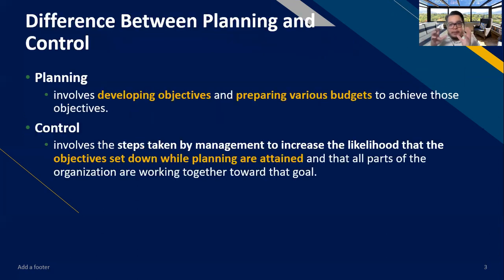So budgeting is very important in terms of planning and control. So in planning, what does it entail? Planning entails the development of objectives and the preparation of the budget to achieve those objectives. So in developing those objectives, you want to go from point A to point B of the organization. Say point A is my current sales of 10,000 units. My point B, which is the desired outcome, is say to increase by 20%. So that's 12,000 units.